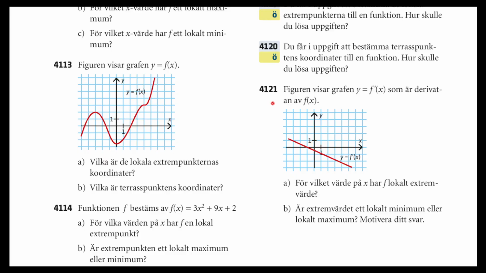But the point is that, by looking at this graph, we want to see for which value of x the original function has an extreme value. And then the second part, they are asking if that extreme point is a local minimum or a local maximum. Okay, how do you answer that question?